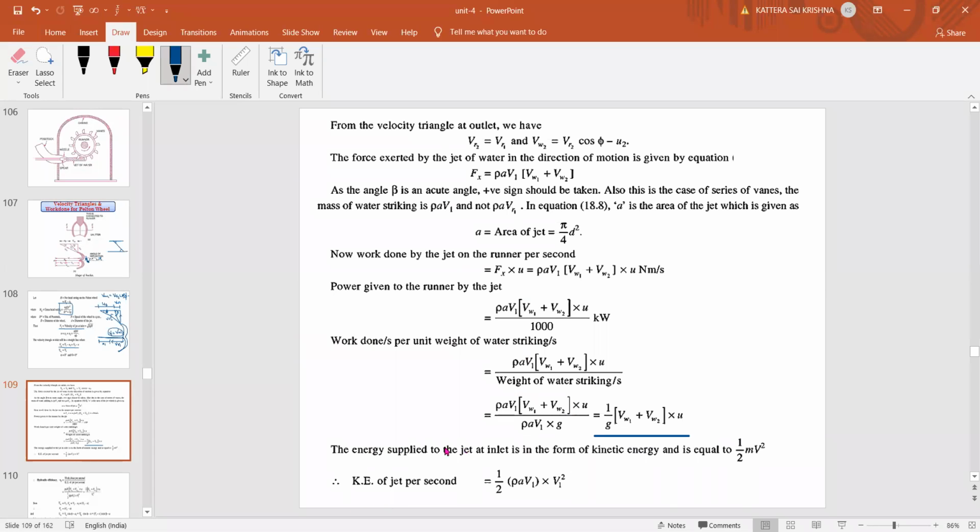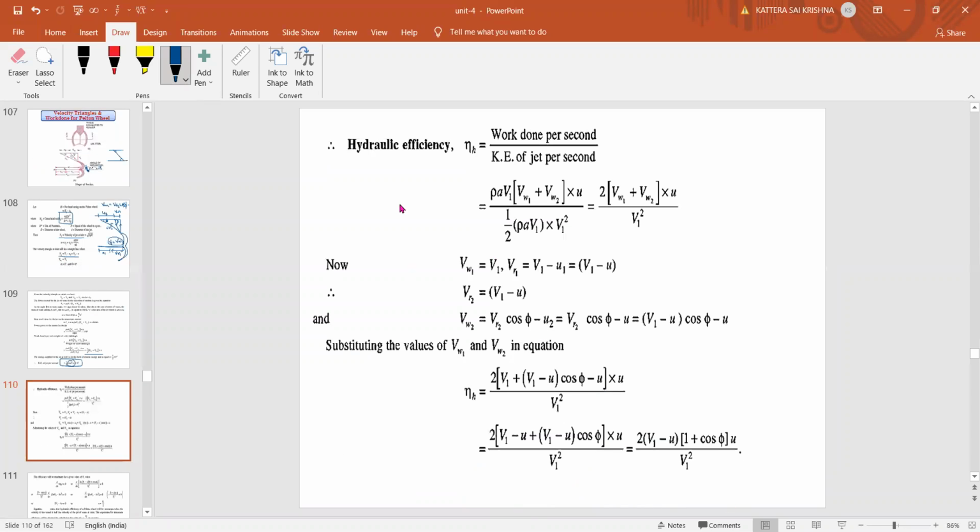So next, for finding the efficiency, we need the kinetic energy. The kinetic energy is the input which is always given to our turbine. So half rho a V1 into V1 square, that is half M V square. M is rho a V1, the mass per second. Right, so now we can find the hydraulic efficiency. Hydraulic efficiency is the work done per second by kinetic energy per second. Already we have work and kinetic energy. Then you can remove the terms and you finally get the efficiency equation as 2 into VW1 plus VW2 into U by V1 square, right?